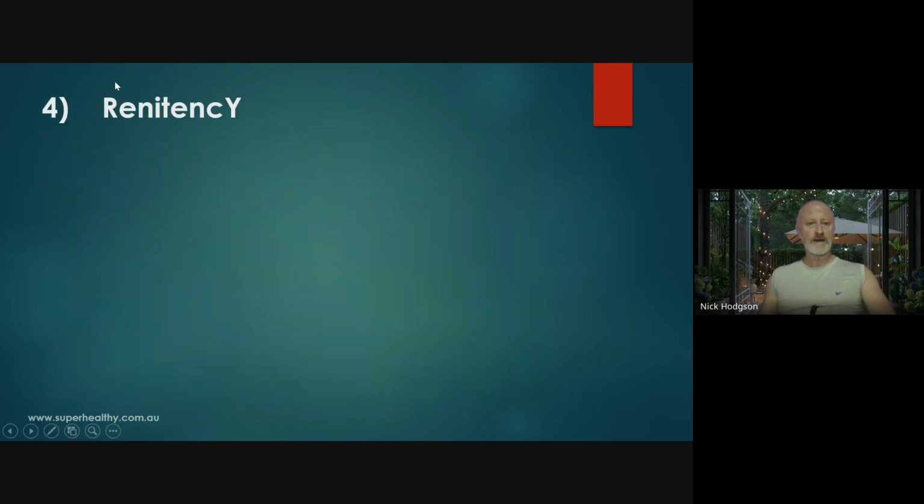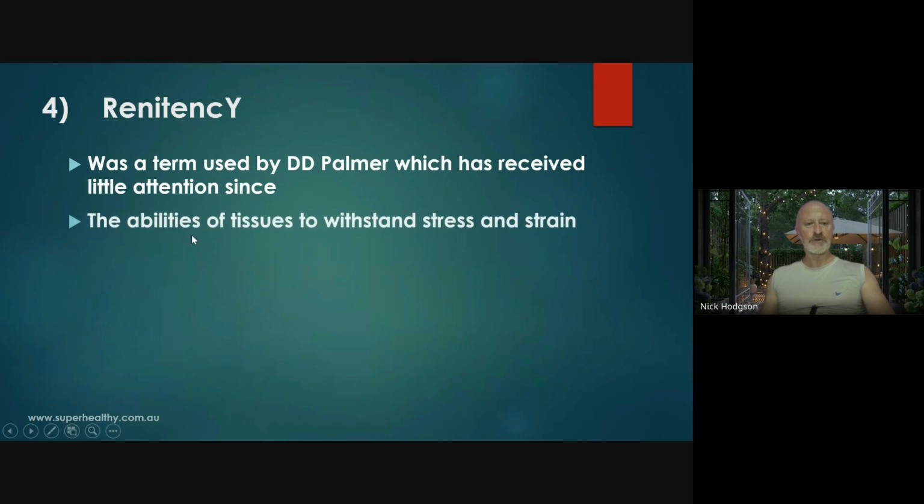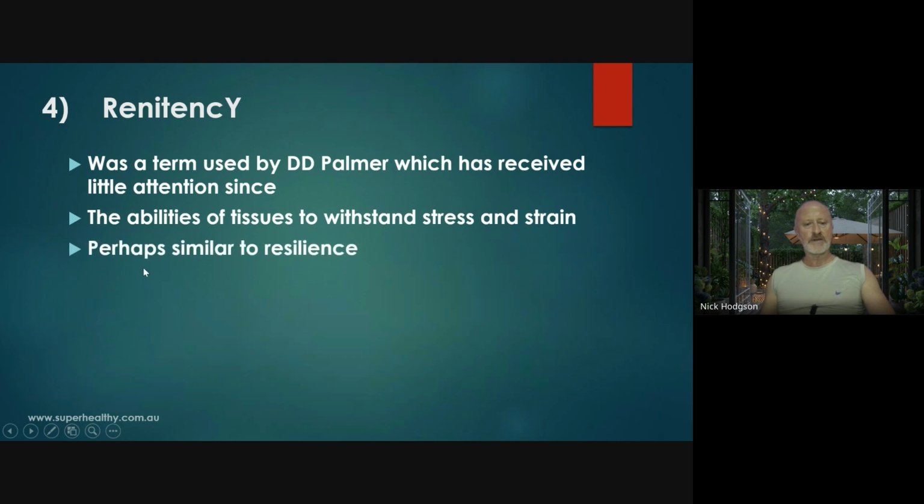Now we have this term renitency. So this was a term used by D.D. Palmer, the founder of chiropractic, more than a century ago, but it's received very little attention since that time. Maybe you can do some homework, some research into this concept of renitency. So it's the ability of tissues to withstand stress and strain. So you might think that it's similar to resilience. And it's also related to this pioneering chiropractic concept of the limitations of matter.